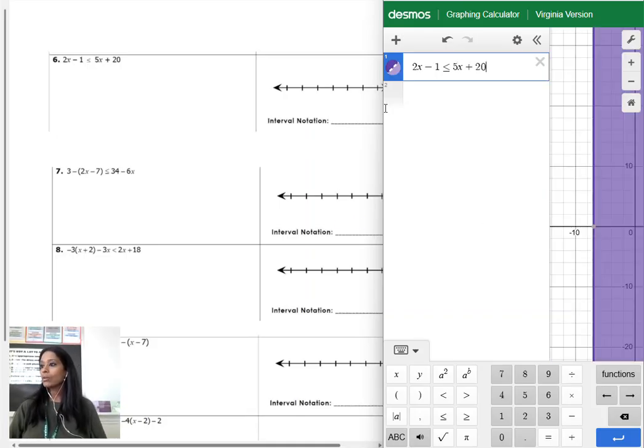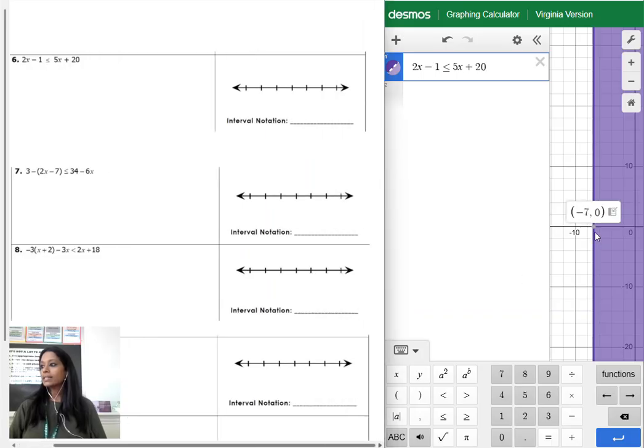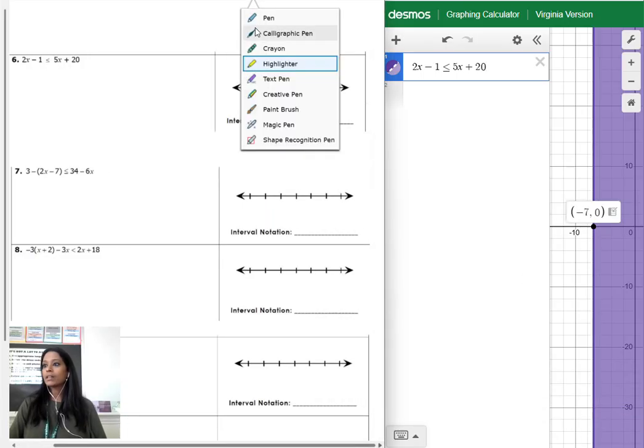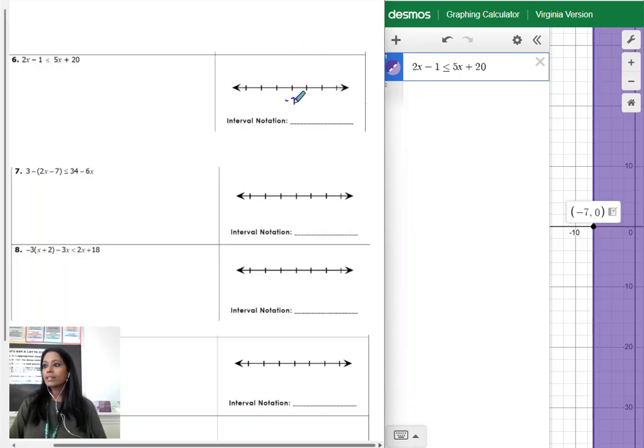There you go. So if I'm using Desmos to answer this, I see that it's from negative 7. So that's what I'm going to write on my answer. Negative 7. It's a solid line, which means that it's going to be a closed circle. And then it's going off to the right, so I'm going to go off to positive infinity. So in interval notation, I know it's from negative 7 to positive infinity. Negative 7 has a closed bracket because the equal to symbol is included, and then this is an open circle. Okay, guys, so I'll go ahead and stop here.